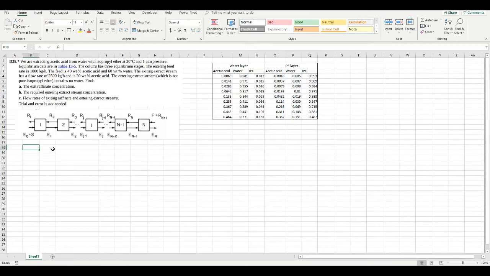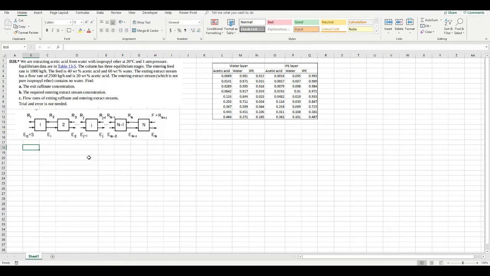Let's do another liquid-liquid extraction problem. In this problem, we have a column with a set number of stages, free equilibrium stages, and we're tasked with finding the concentration and flow rates of the exiting and entering streams based off of the composition data that we already have. So let's start by just writing down what we know.